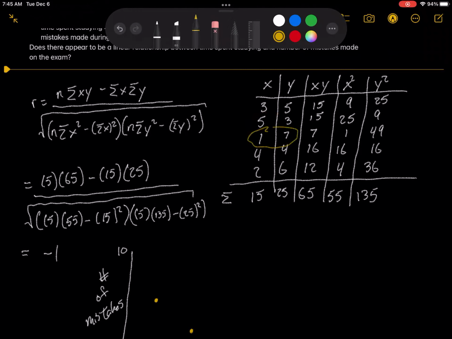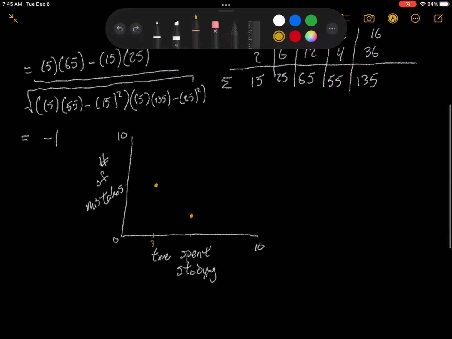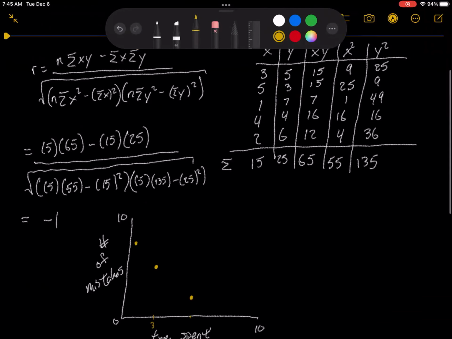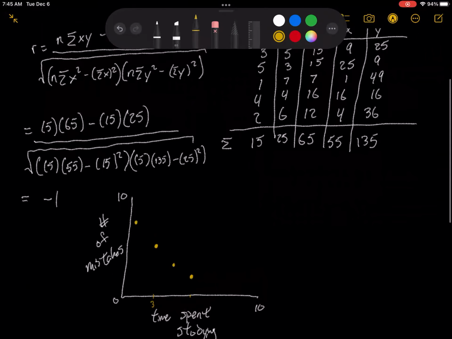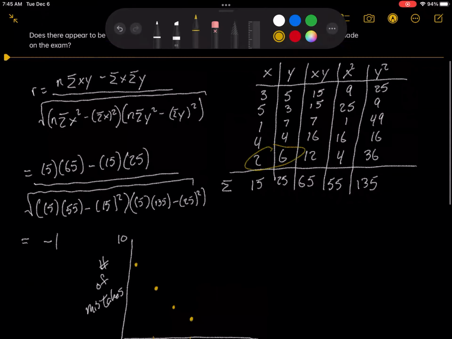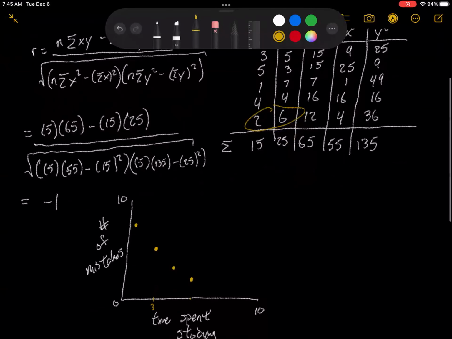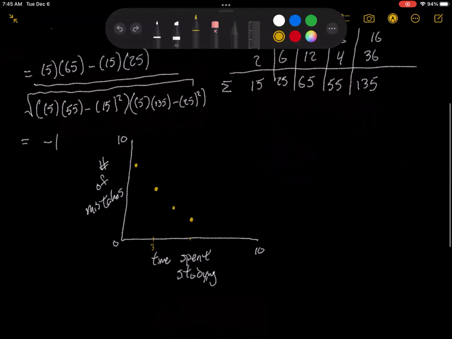1 hour of studying means 7 mistakes. 4 hours of studying means 4 mistakes. And maybe you can see now why we have a perfect negative correlation. Sorry, backwards: 2 hours of studying means 6 mistakes. So the reason we had perfect negative correlation is because all of these dots, I'm a bad artist, but they lie in a perfect straight line.